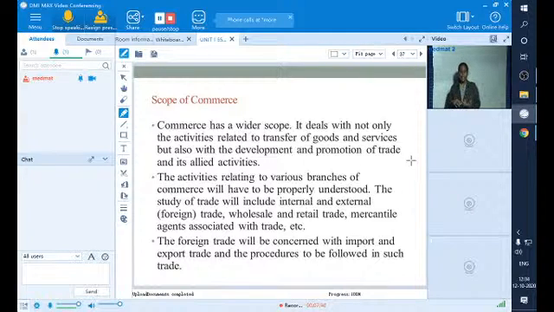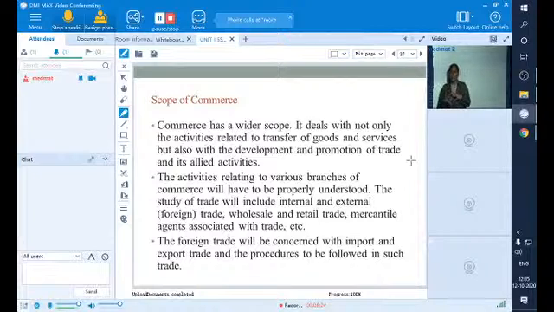We are going to deal with the transfer of goods and services and also the development and promotion of trade with the allied activities. Second scope, the activities relating to various branches of commerce will have to be properly understood. You need to understand what commerce is going to give in terms of branches. The study of trade will include the internal as well as the external trade. So here, internal trade and external trade, we can include the wholesale and retail trade.